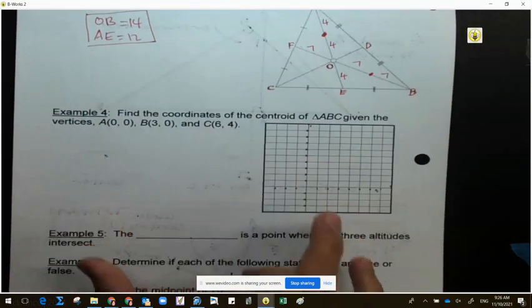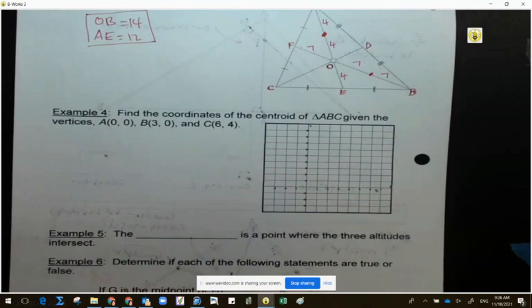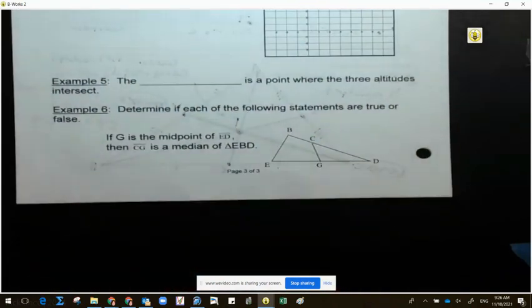Okay? All right. Let's move on to example number 4. Is 4 one of the ones that I want to do? Let me make sure. Centroid. Nope. Let's go on to example number 5.